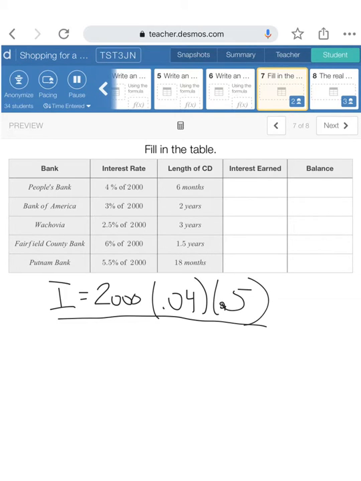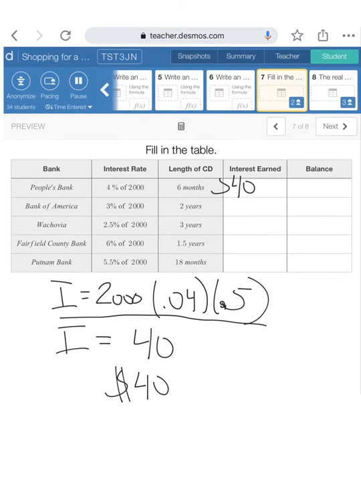Now on a calculator you would type it in and multiply out, and if you multiplied everything together, you would end up with 40. Once again, that represents money, $40. So the interest we'd earn would be $40.